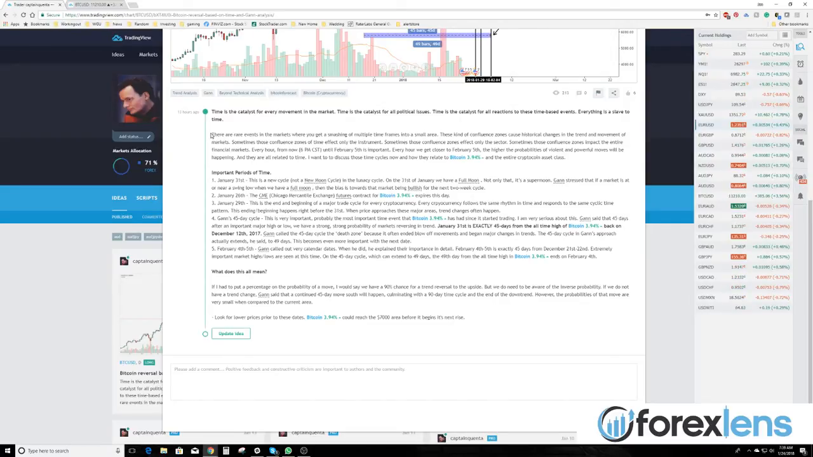Anyways, continuing on here, as I'm reading it, there are rare events in the markets where you get a smashing of multiple time frames into a small area. These confluent zones cause historic changes in the trend and movement of markets. Sometimes those confluent zones of time affect only the instrument, such as Bitcoin, the euro dollar, the dollar yen, the euro pound, or the general stock market, the DAX, the S&P 500, whatever those are. Sometimes they affect only the sector. Sometimes they affect the entire market.